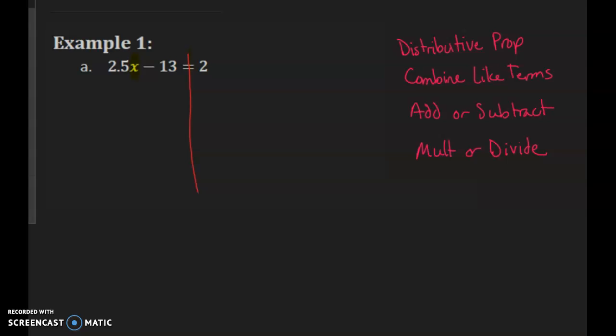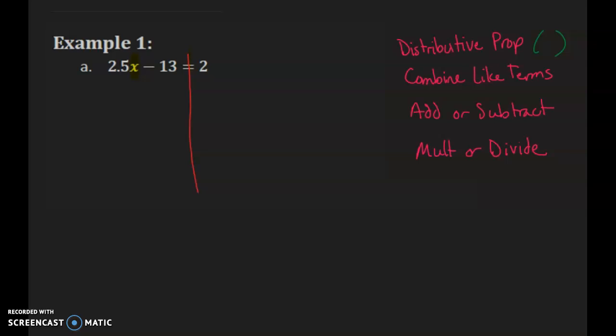So when we see this, the distributive property is our first thing we should tackle. But we know to distribute when there's a set of parentheses. In this case, there are no parentheses, so we don't need to distribute. Combining like terms is when you have terms that both have the same variable, or both are numbers that don't have variables at all. We only have one x, so there's no combining like terms.